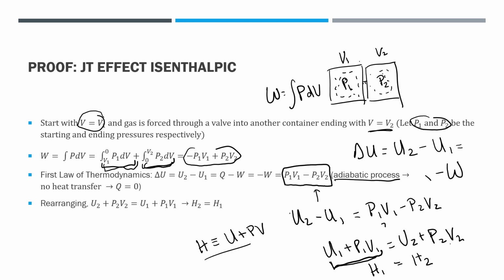So this was a short little proof to show that the Joule-Thomson effect was isenthalpic. This exact derivation is not super important, but introducing this notion of work, how to calculate work, knowing what heat transfer is, knowing what work is, knowing what enthalpy is, will all be really important in future thermodynamics videos.